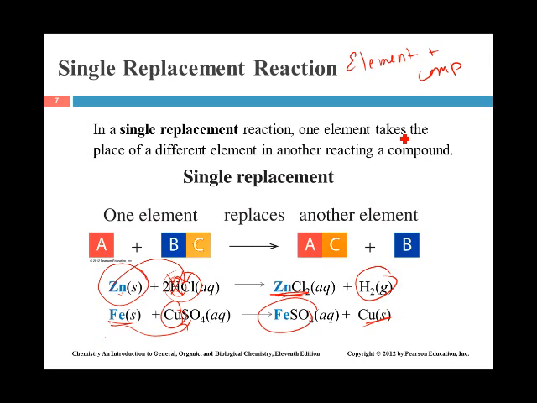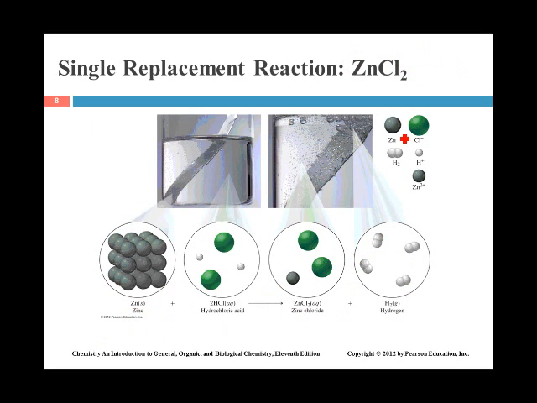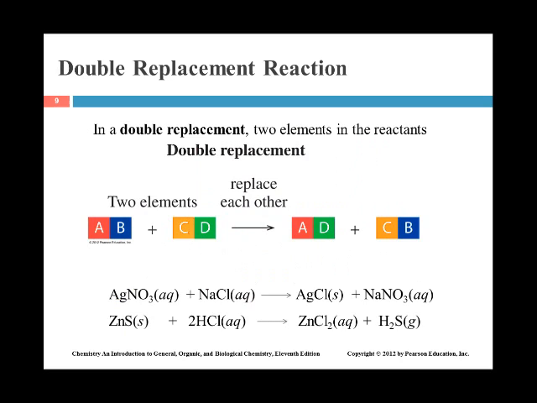So, as a review, combination is 1 thing on the right, decomposition is 1 thing on the left, single replacement is an element and a compound on both sides. So if we look here, here's zinc, hydrochloric acid, but that zinc replaces the H in the HCl, so now zinc is with the chlorine rather than the hydrogen being with the chlorine, and hydrogen's all by itself.